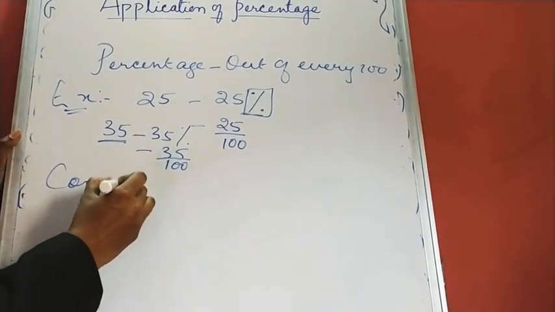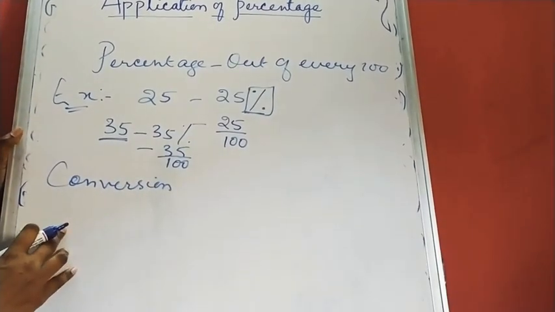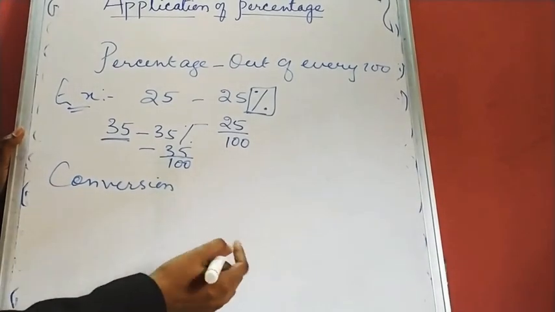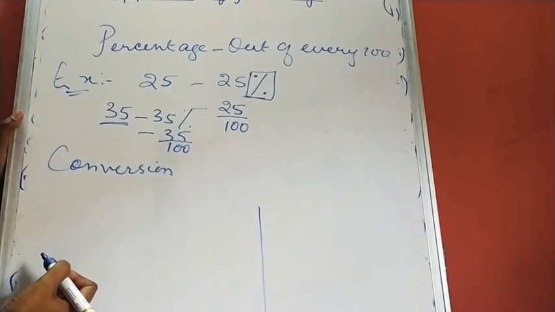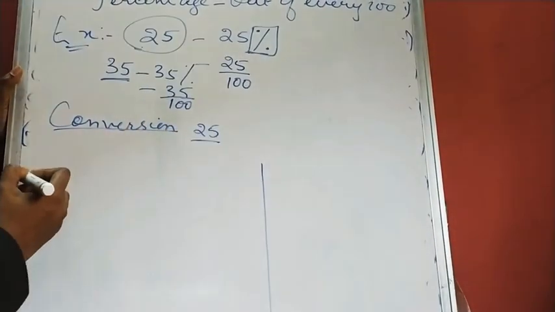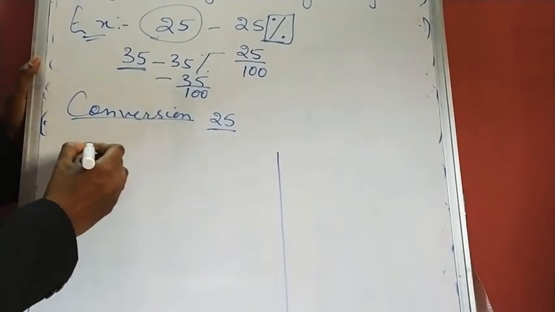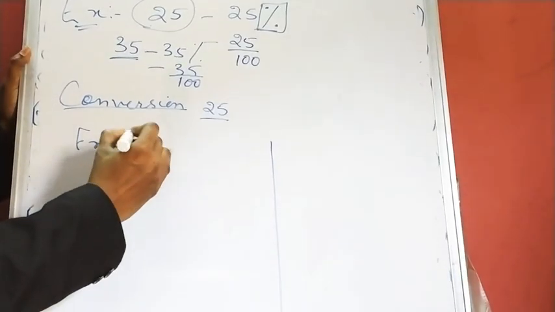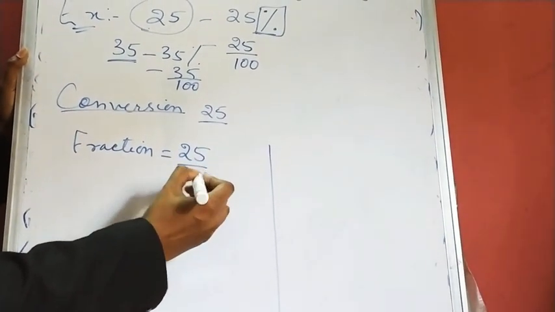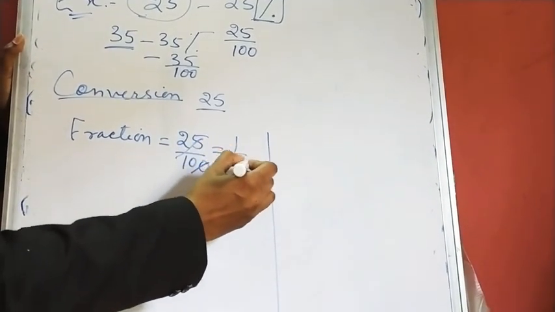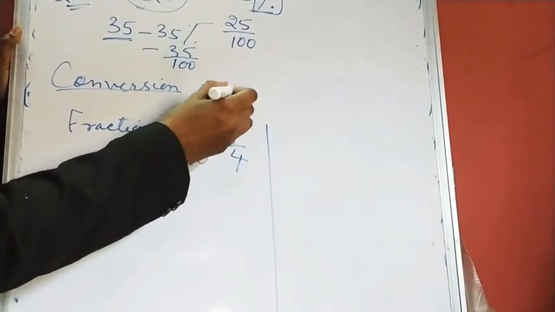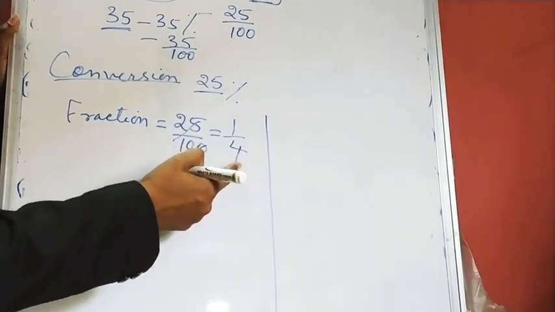Now coming to the conversions, we'll discuss how to convert a percentage into different terms like fractions, ratios and decimals, and how to convert fractions, ratios and decimals into percentage. Let me take the same example of the number 25. If I need to convert 25% into a fraction, 25% means 25 by 100. When we cancel it, what do we get? 1 by 4. So we are able to express the percentage in the form of a fraction, which is 1 by 4.